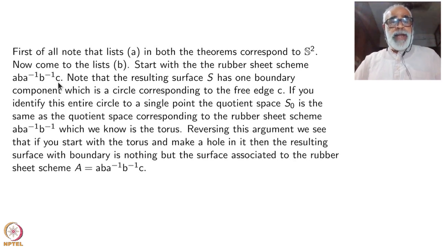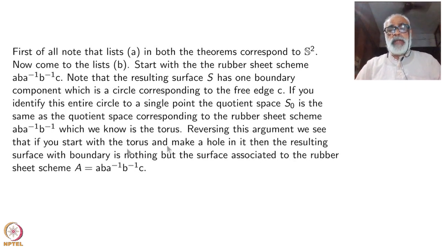When you identify that, this C will become a circle. Whatever the other surface, I don't know what it is, doesn't matter, but there is a hole here. Now you make that hole smaller and smaller, and make it a single point. So that surface is the same thing as if you have got it from A, B, A inverse, B inverse. Therefore, the original surface must be what? The torus with a hole. Alright, so that is the whole idea.